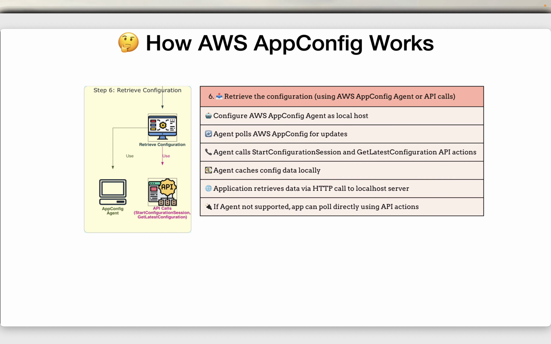And step number 6, you can configure AWS AppConfig agent as a localhost and have the agent poll AWS AppConfig for configuration updates. The agent calls the start configuration session and get latest configuration API actions and caches your application data locally. To retrieve the data, your application makes an HTTP call to the localhost server. If AWS AppConfig agent is not supported for your use case, you can configure your application to poll AWS AppConfig for configuration updates by directly calling the start configuration session and get latest configuration API actions.